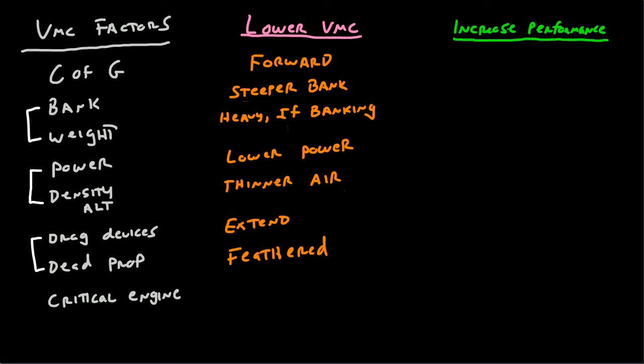The critical engine, technically, you want the critical engine to be operating, but the reason why one engine is critical and the other engine is not critical is a subject for a different series. So for now, you can just basically say that you want the critical engine operating at all times. And really, that's the VMC section of the VMC table.